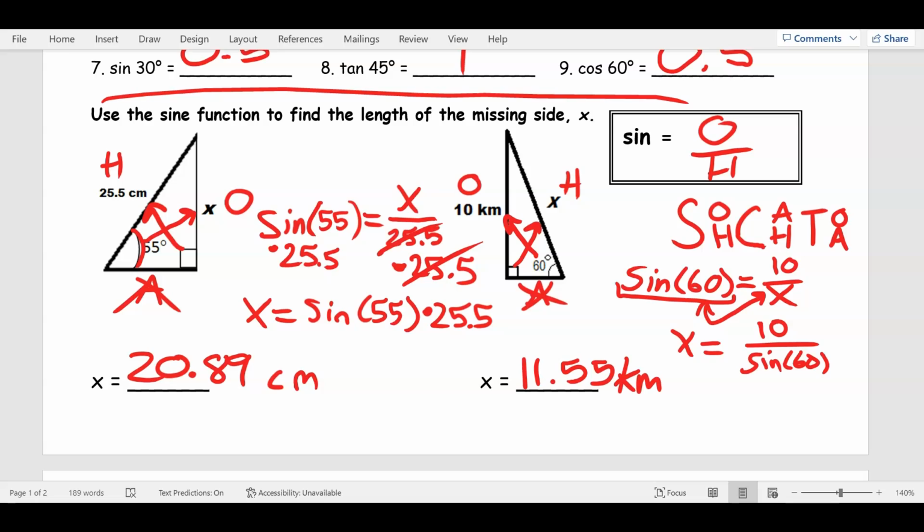Anyone stuck on labeling OHA? You label OHA and cross out the one you don't need. So starting at the end, I give you label O. Across from that, you label H. A is left over. So everyone's labeling OHA on all four triangles. And cross out the one you don't need, right?